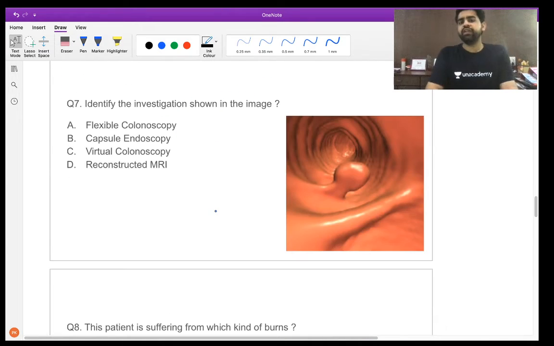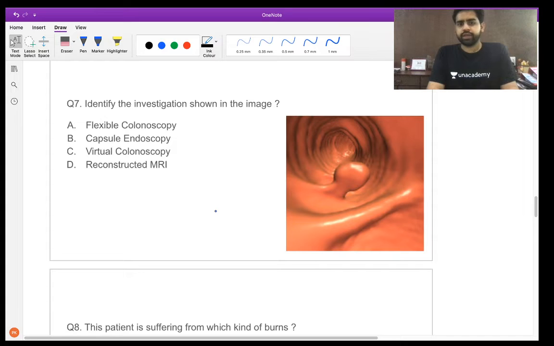Now, identify the investigation which has been shown in this particular image. Can you tell me what this investigation is? Is it a flexible colonoscopy? A capsule endoscopy? A virtual colonoscopy or a reconstructed MRI? Indra, Gitanjali, Saumak, Vidashri, Preeti, Kamal, anybody, guys? What is the answer to this particular question? Again, a simple question, not that difficult, guys. Anybody?